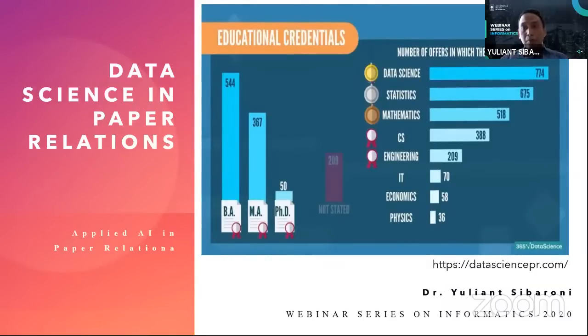Data from several job sites, like in this table, show that data science jobs are currently in a high position among other fields. This is why I chose the topic in this presentation. And for the case, I chose the paper relation, where this topic is maybe rarer in discussion with other researchers.